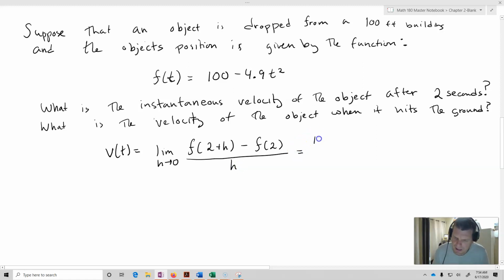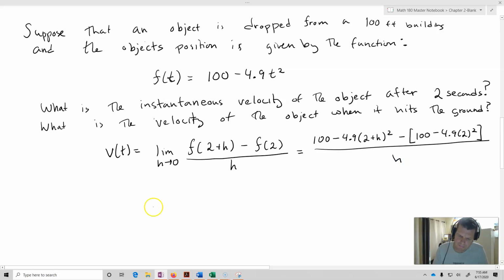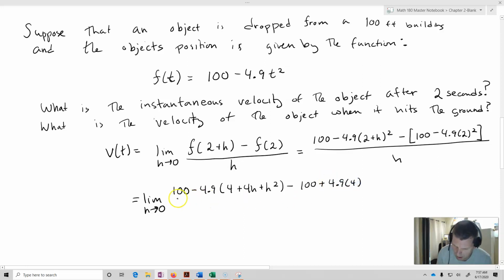And so what I'm going to do then is say, okay, this is going to be 100 minus 4.9 times 2 plus h squared, minus 100 minus 4.9 times 2 squared, all divided by h. Okay? So we'll do a little bit of algebra. What I want you to do now is see what I do algebraically, because it's one of these patterns that, if you notice it, will make some of your calculations easier. It also illuminates a little bit of what happens with the derivative. So this is going to equal the limit as h approaches 0 of 100 minus 4.9 times 4 plus 4h plus h squared, minus 100 plus 4.9 times 4, all divided by h.